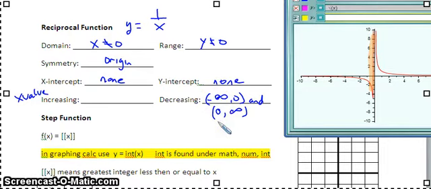I can't just say that from negative infinity to infinity it is decreasing. The reason I can't write that is because my graph does not exist at 0. So I have to write the decreasing values as between negative infinity to 0 and then from 0 to infinity, okay? Because of the fact that my domain says that x does not exist at 0.